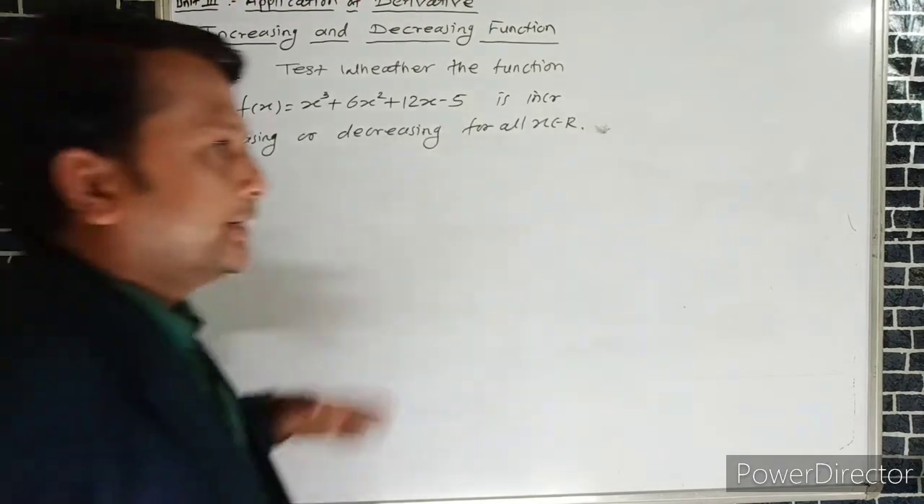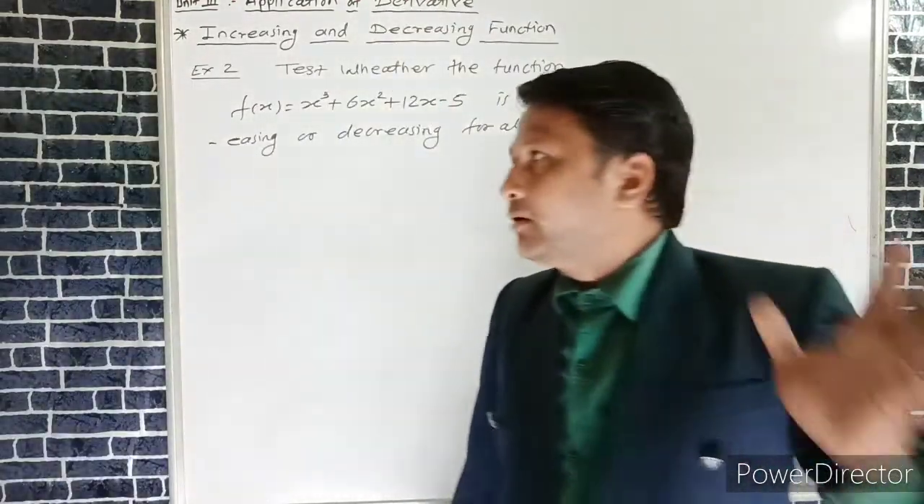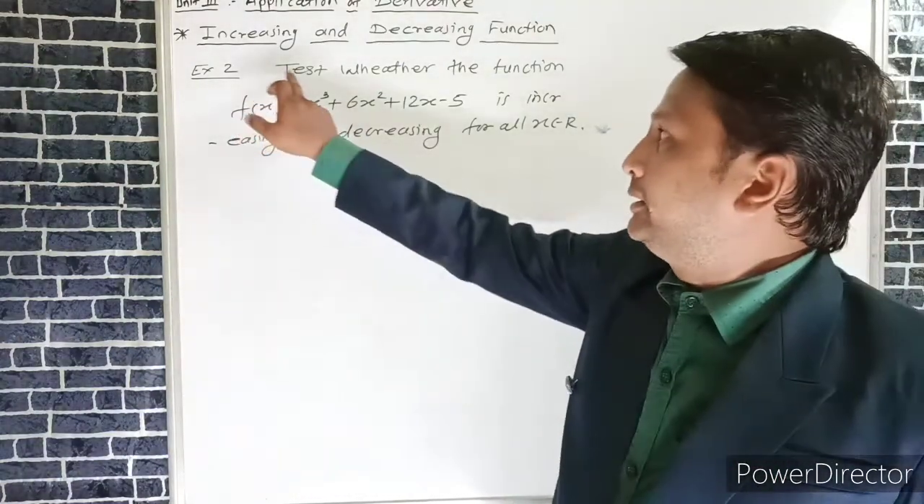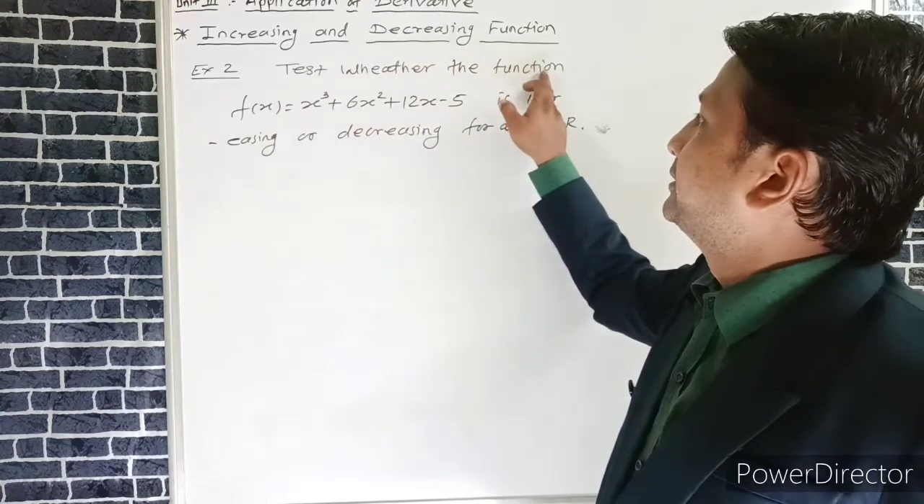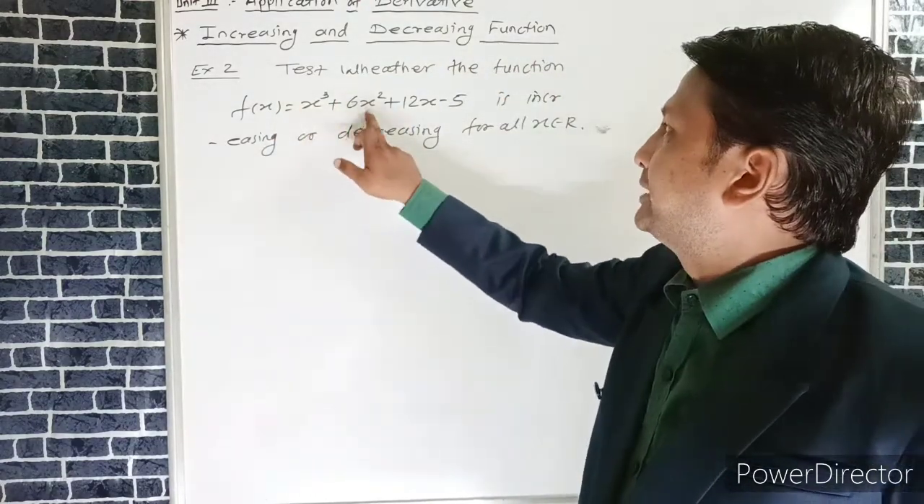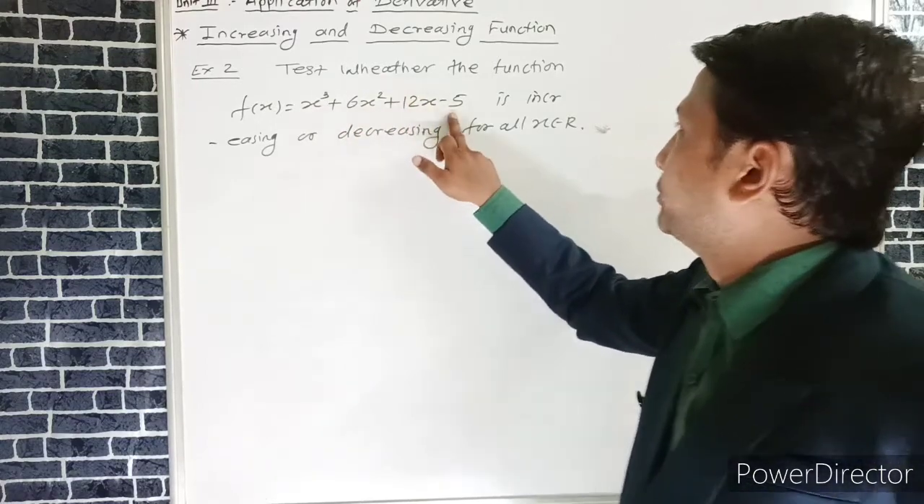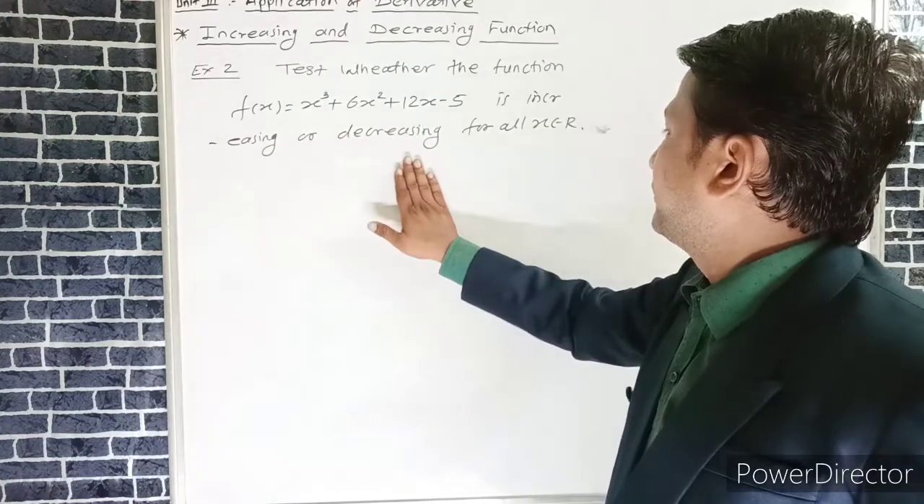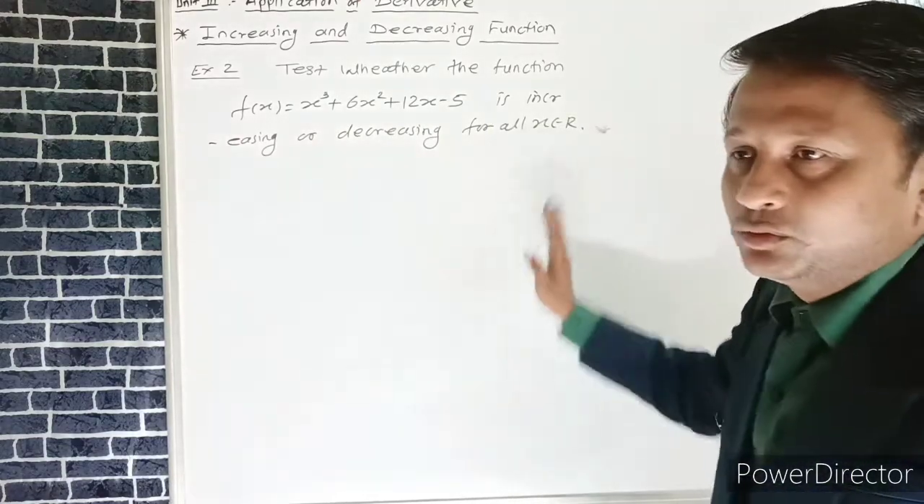So again, the next example, which is based on increasing and decreasing functions. Example number 2: test whether the function f of x equals x cube plus 6x square plus 12x minus 5 is increasing or decreasing for all x belonging to the real numbers.